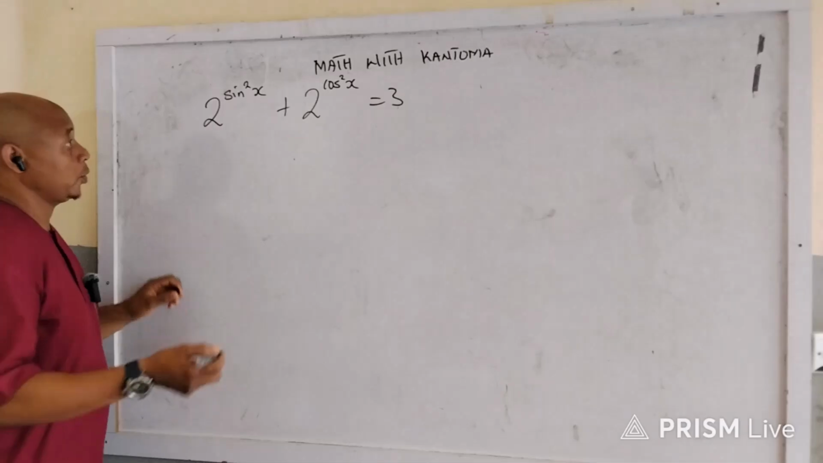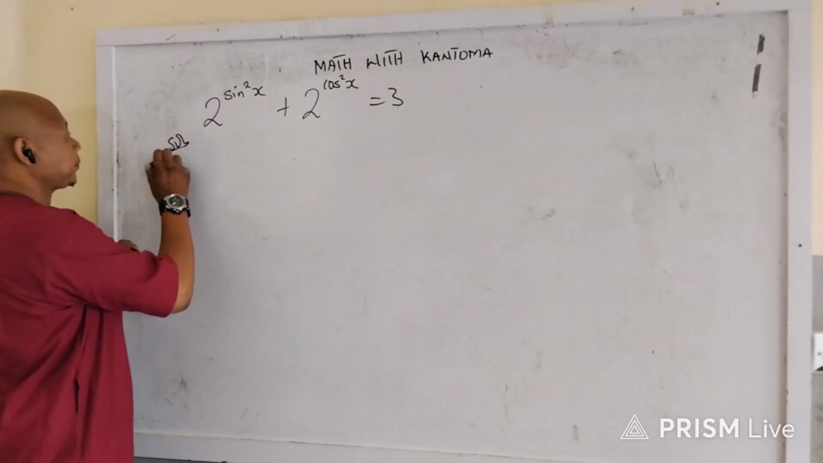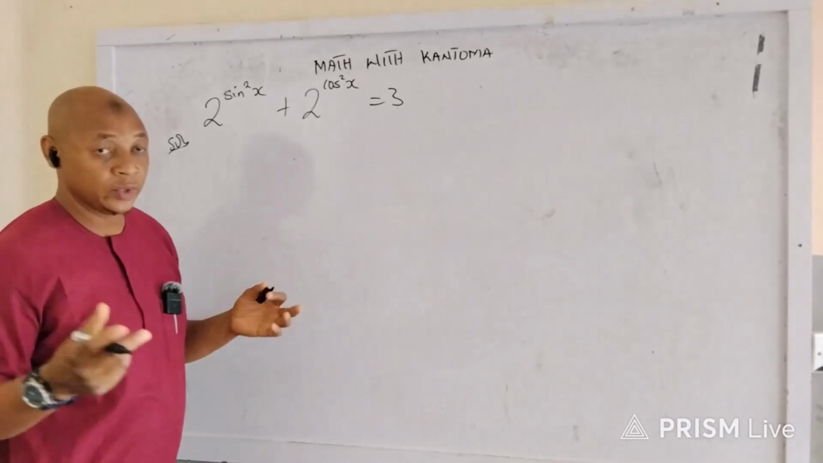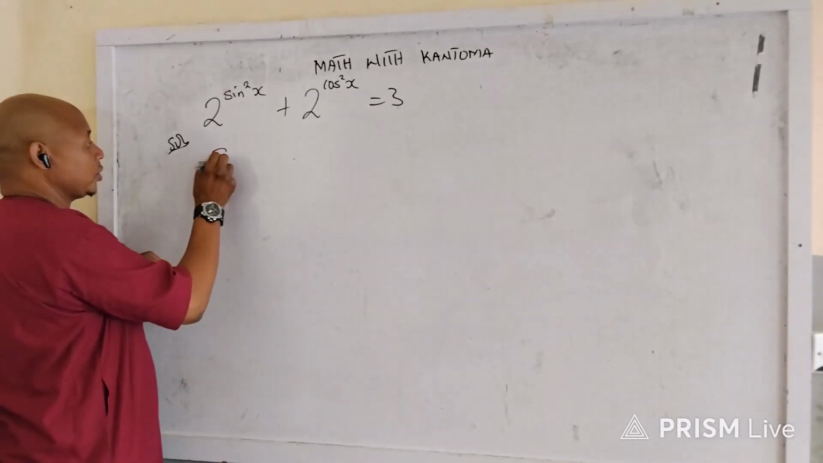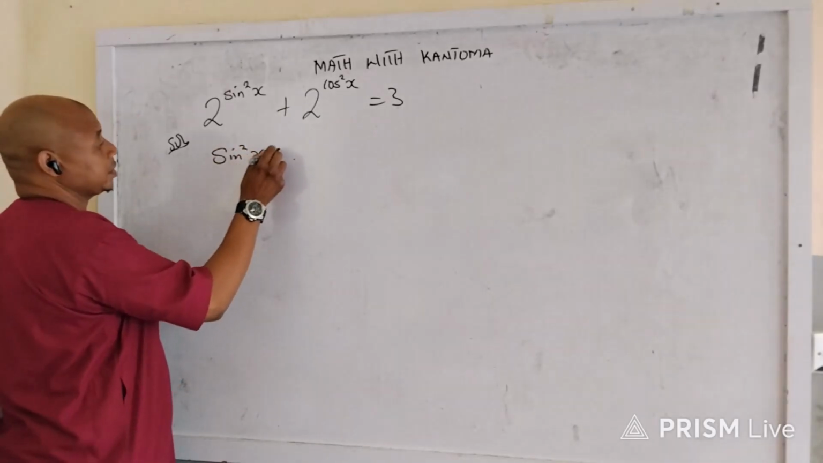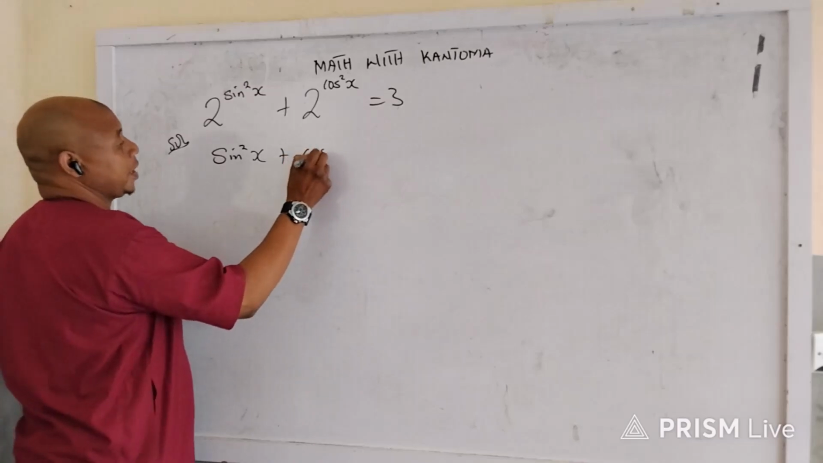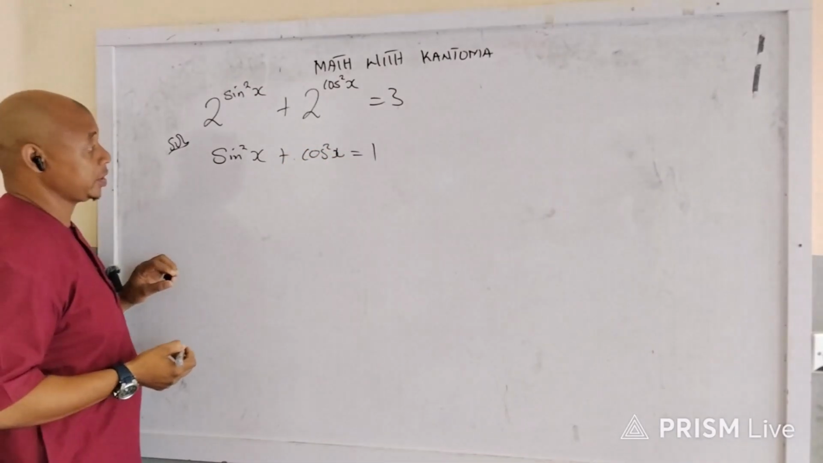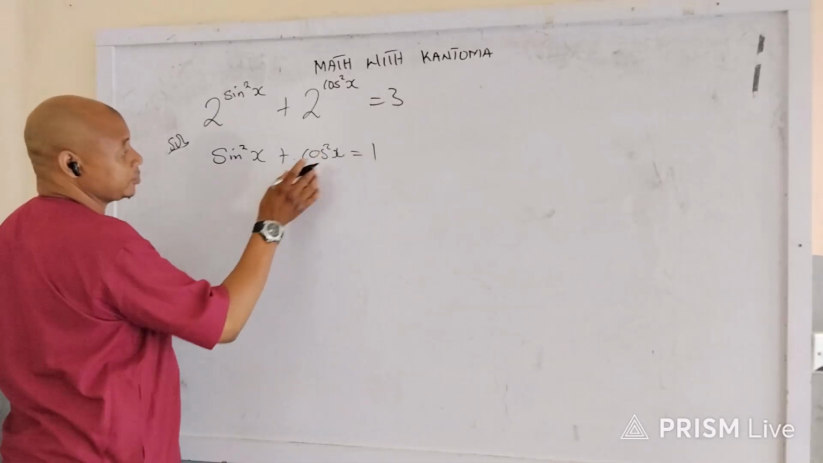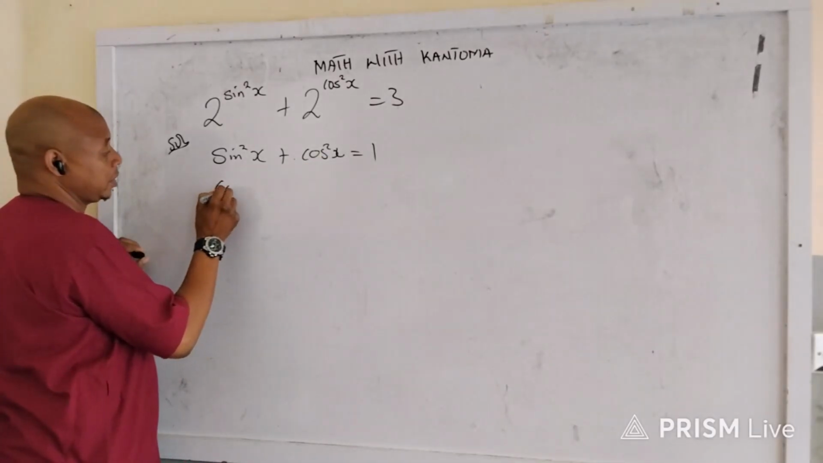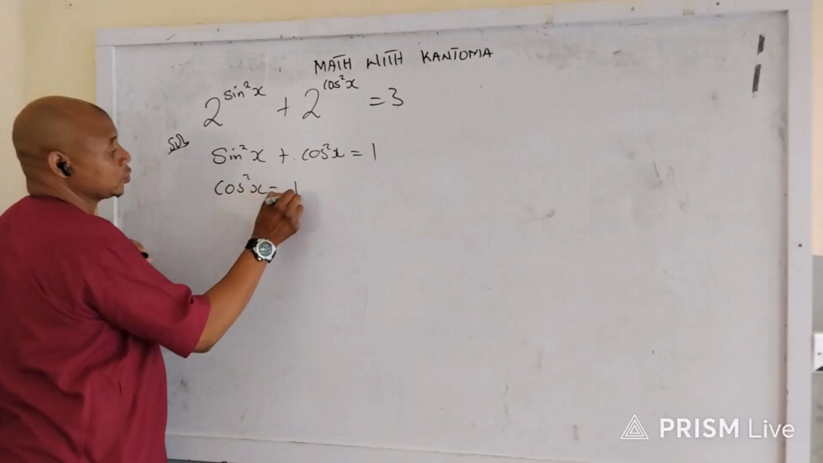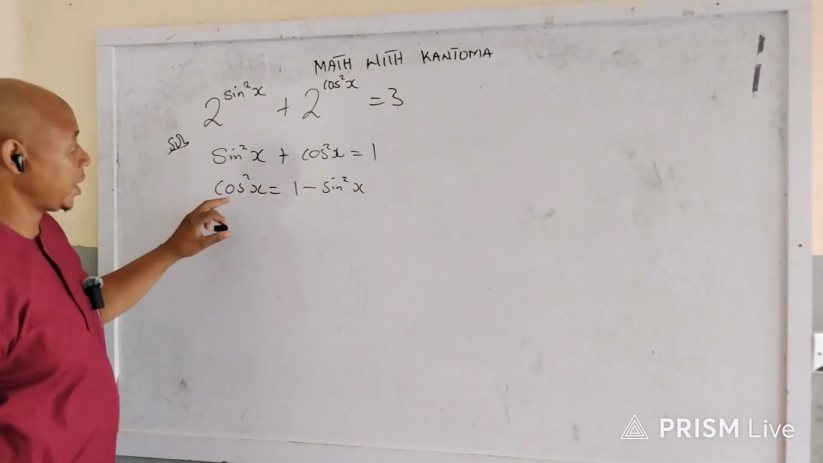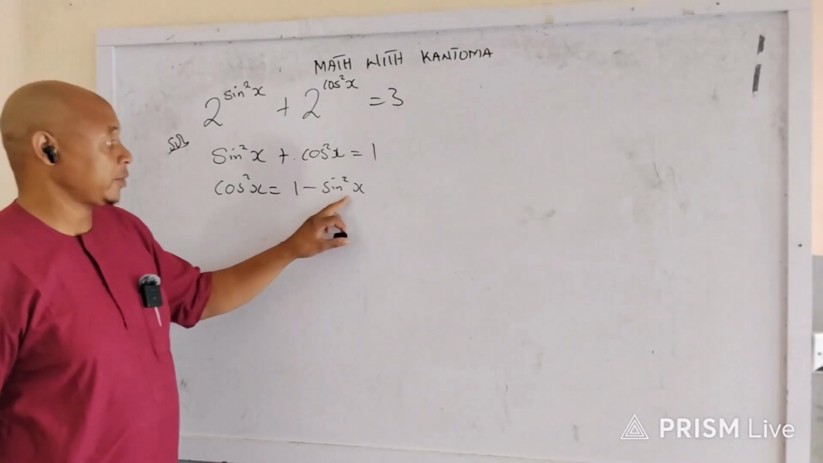Here we're going to recall from our first identity equation. Identity equation 1 says sine square x plus cos square x is equal to 1, right? From the first identity equation, if I make cos square x the subject, I will have cos square x is equal to 1 minus sine square x. So instead of writing cos square x, I can substitute the value of 1 minus sine square x in place of cos square x.